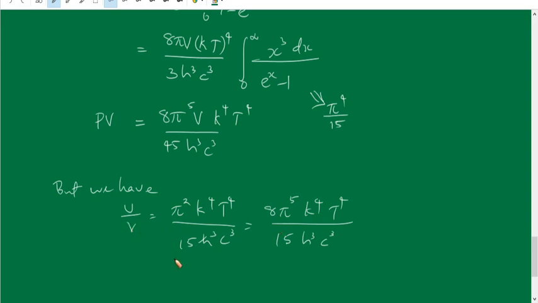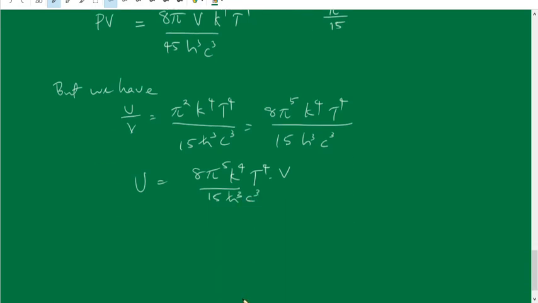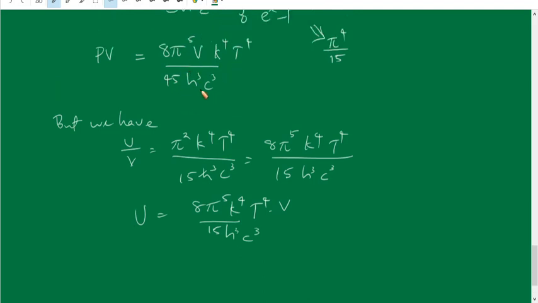Therefore U is equal to 8π⁵V k⁴T⁴ divided by 15h³c³. So we have PV equal to 8πV k⁴T⁴ divided by 45h³c³.